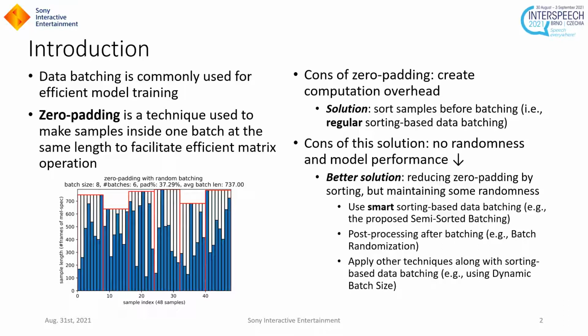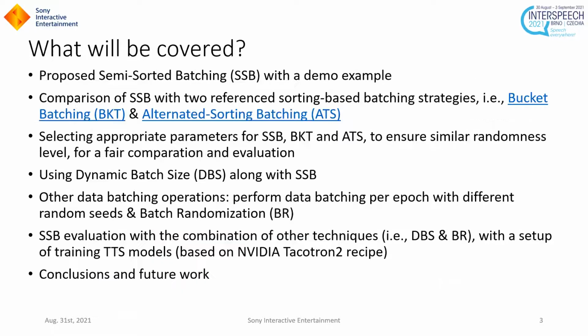Also, we can apply some other techniques along with sorting-based data batching strategies, such as using dynamic batch size. In this presentation, we will first cover the proposed semi-sorted batching algorithm with a demo example. Then, we will compare it with two reference sorting-based batching strategies, namely the bucket batching and the alternative sorting batching. By selecting the right parameters in each of these three batching algorithms, we can ensure they have a similar randomness level and compare them fairly. Later, we will introduce dynamic batch size along with the semi-sorted batching algorithm.